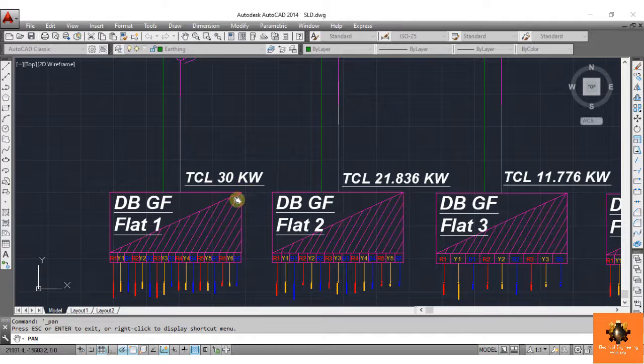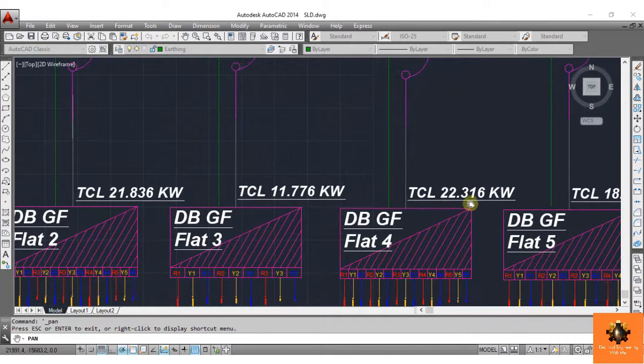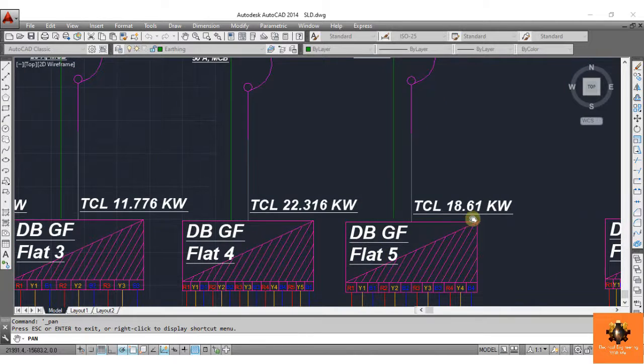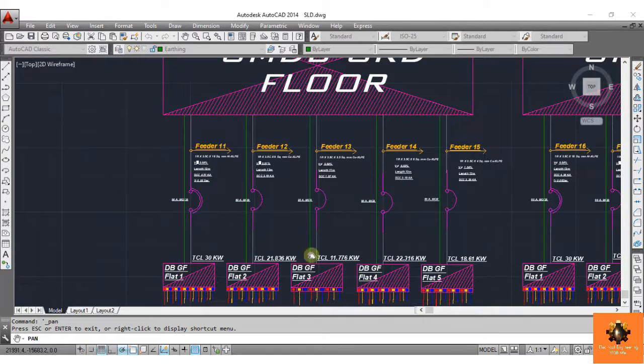For flat number 2, total connected load is 21.83 kilowatt. For flat 3, 11.7 kilowatt. Then flat 4, 22.31 kilowatt. Then 18.61 kilowatt. So these are the total connected load for different flats.